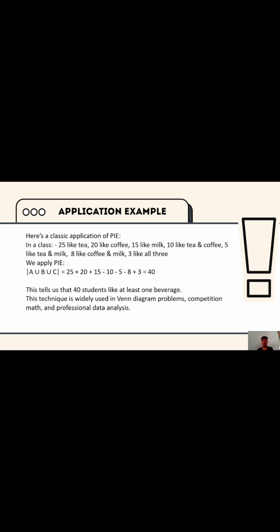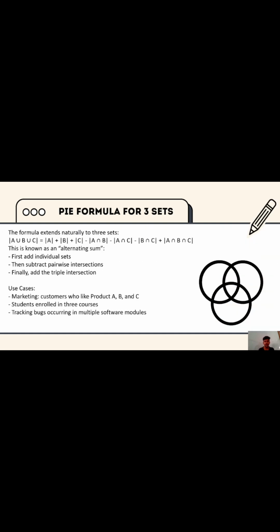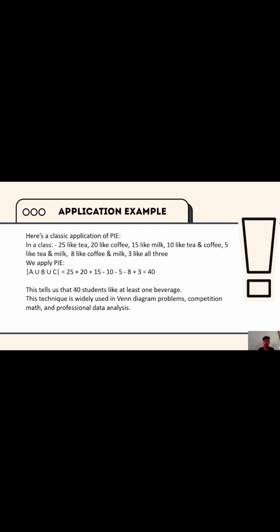Application example. Here is a classic application of PIE. In a class, 25 students like tea, 20 like coffee and 15 like milk. Those who like tea and coffee are 10 members, tea and milk are 5, and coffee and milk are 8. 3 like all three, that is coffee, milk and tea. So we apply the PIE formula for three sets.